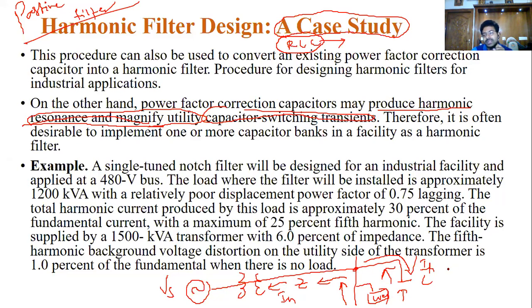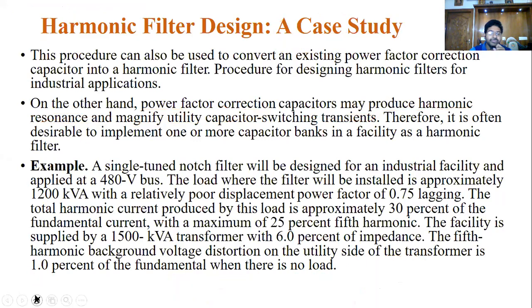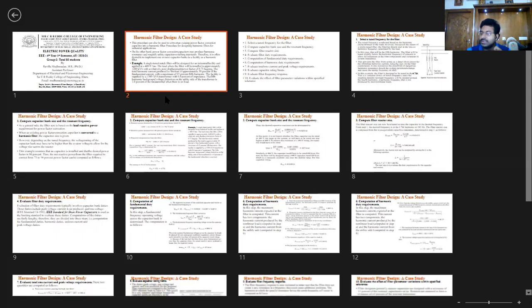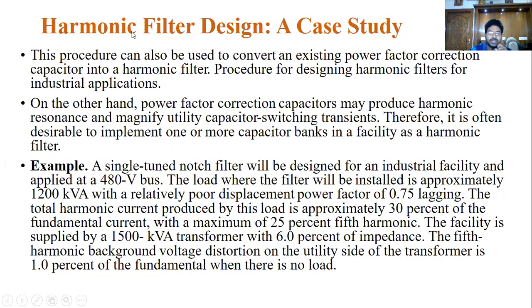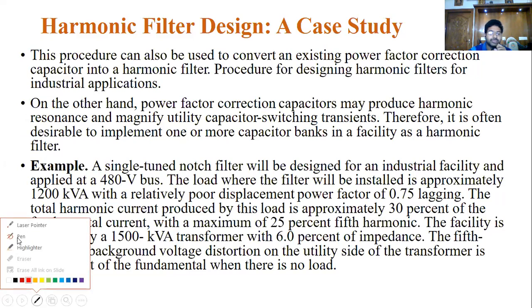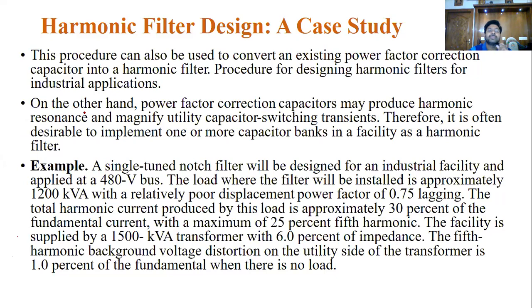These current transients are magnified, because the capacitor draws nonlinear current and stores it. That is one of the main reasons against using the existing capacitance. So that is not the best solution in this case, and that's why we are not using power factor improvement capacitors to design a harmonic filter.